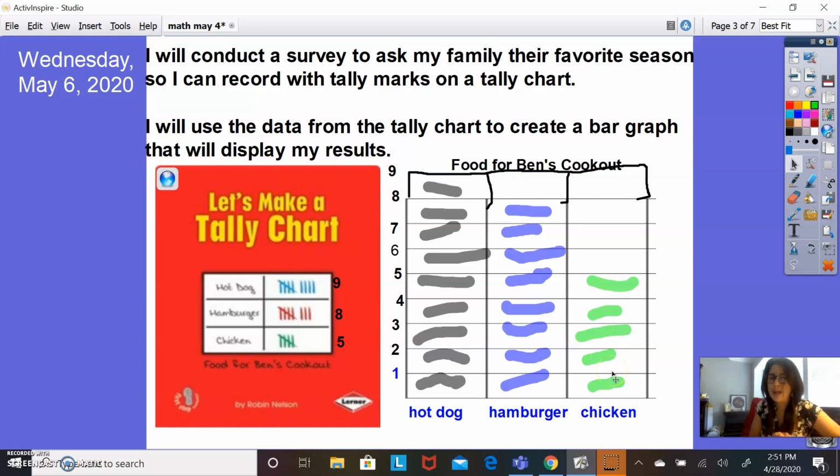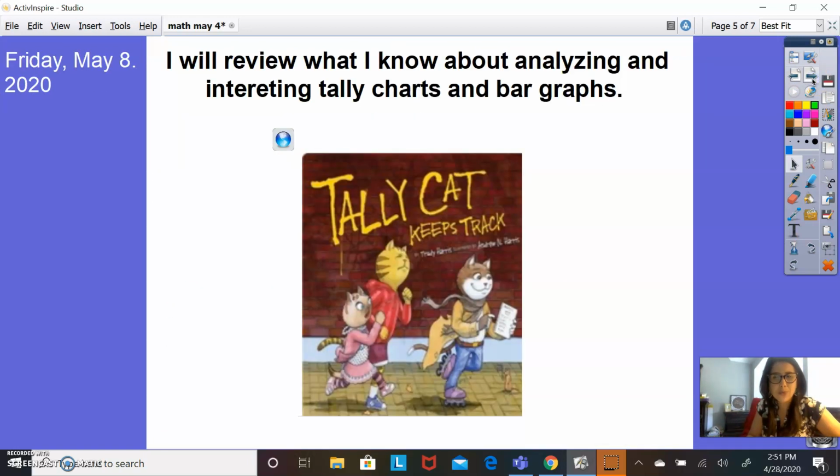So I hope you enjoyed creating a tally chart of the favorite seasons of your family, and then taking that and creating your bar graph. Now I want to go back to our story, and I just want to read this short story to you. It's called Tally Cat Keeps Track.